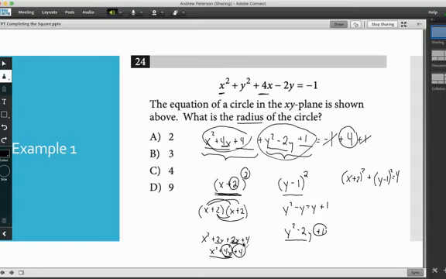Now, to get this 4 over on this side, we actually have to square the 2, right? Notice that 2 times 2 is equal to 4. And that's how we get this 4 over here. So again, this term doubles to become the coefficient of the middle term, and this term squares to become this constant term over here.